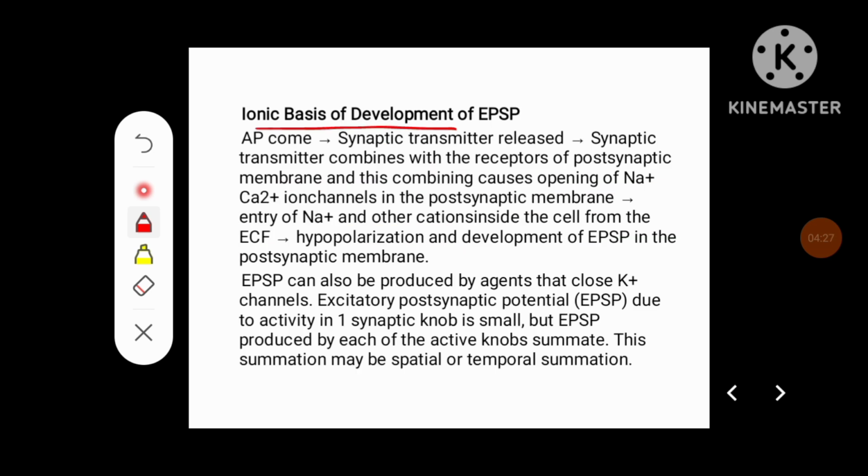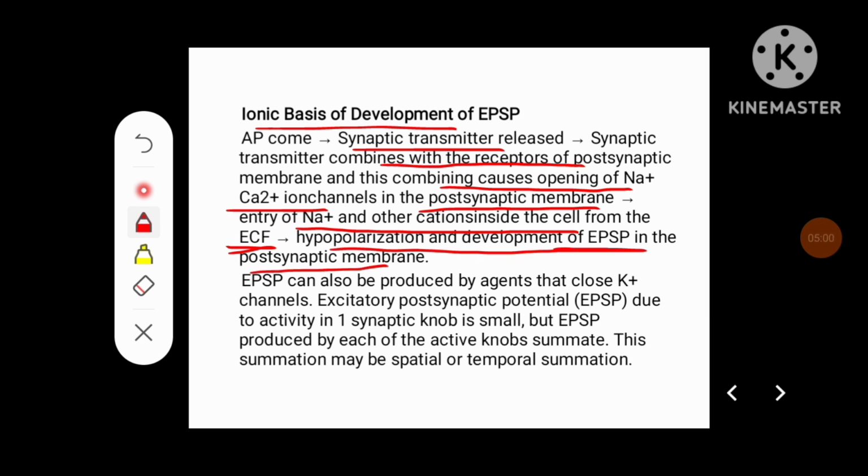Ionic basis of development of EPSP. When an action potential arises in the presynaptic knob, the synaptic neurotransmitter is released and it combines with the receptor of the postsynaptic membrane, and this combination causes opening of sodium or calcium ion channels in the postsynaptic membrane. The entry of sodium or other cations inside the cell from the extracellular fluid leads to depolarization and development of EPSP in the postsynaptic membrane. EPSP can also be produced by agents that close potassium channels.